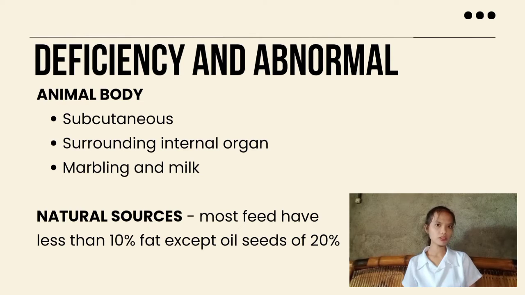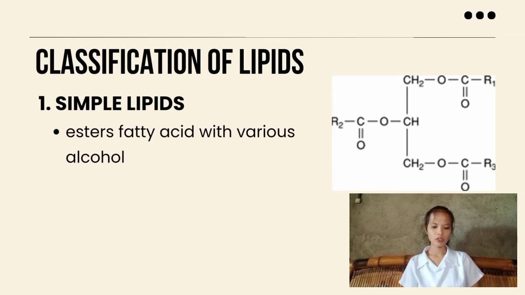In terms of natural resources, we can find fats in most of the feed that have less than 10% fat, except oilseed at 20%. The next one was the classification of the lipids. We have three classifications of lipids. First one is the simple lipids. Ester fatty acid with various alcohol. In Wikipedia, ester means chemical compound derived from an acid, organic or inorganic.